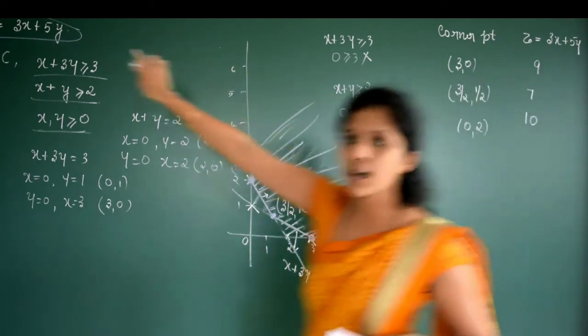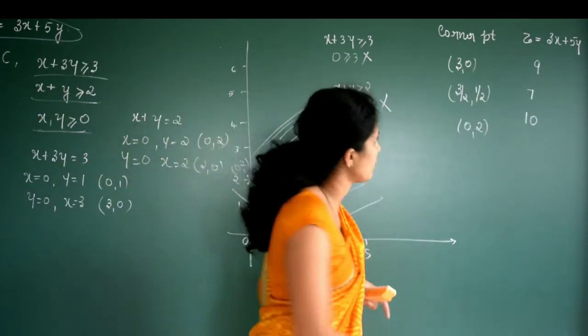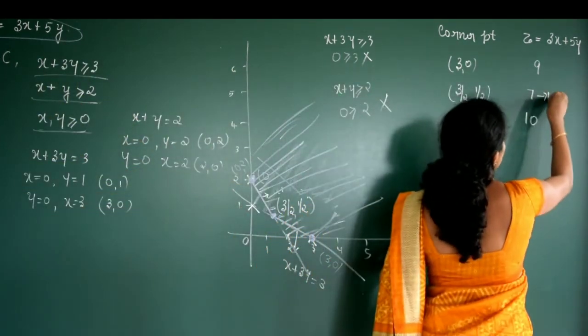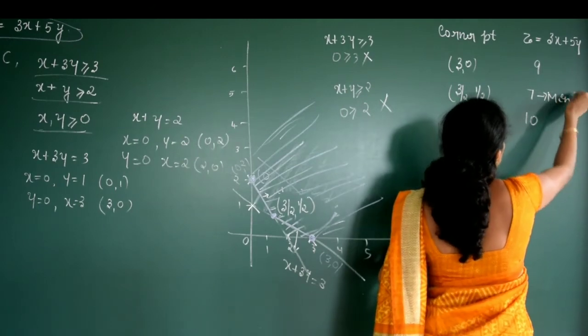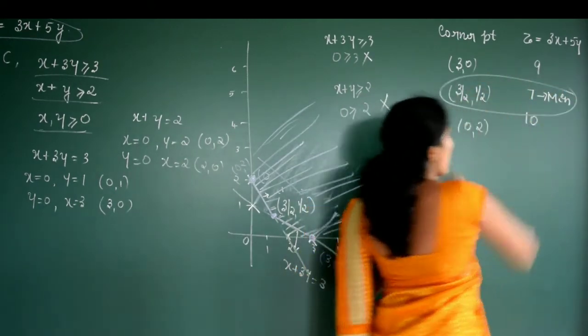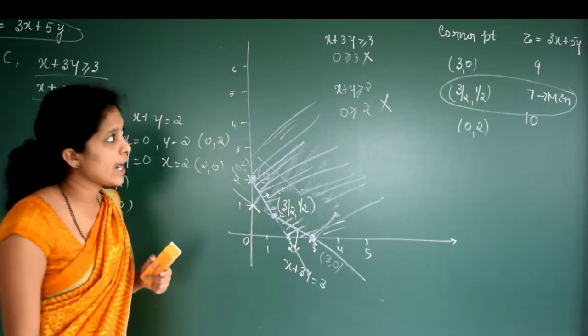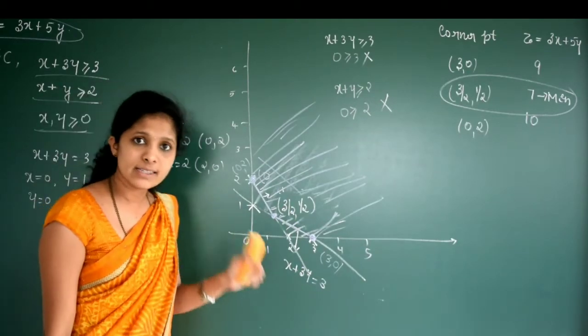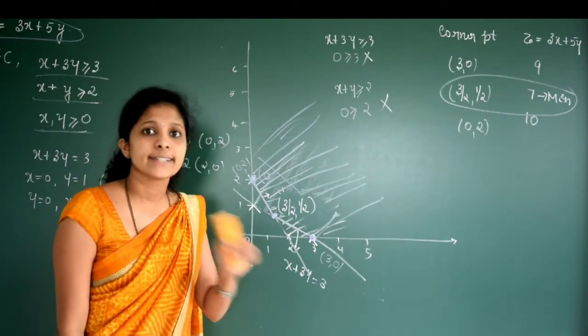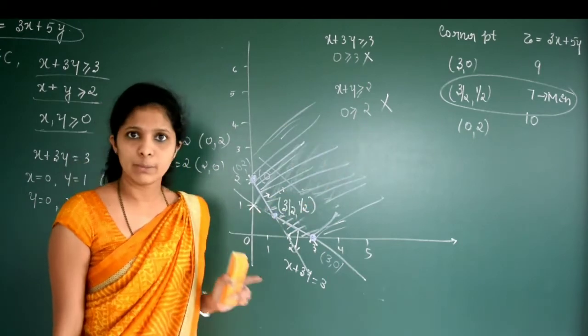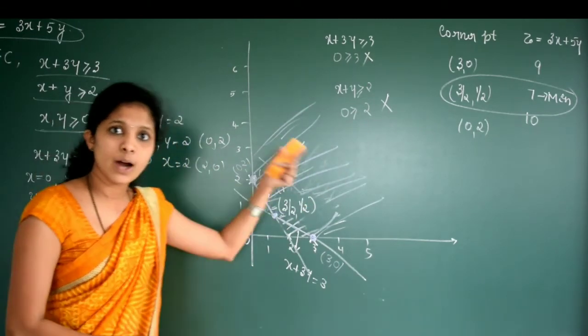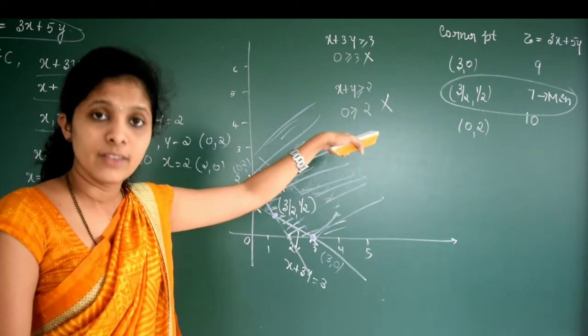We need to find the minimum value. What is the minimum value here? This 7 will be the minimum value. Is it clear? So 7 is the minimum value at the point 3 by 2 and 1 by 2. But since the graph is unbounded, directly we cannot say that is the minimum value. What you have to do? You have to draw the graph of that line. Then you have to check.